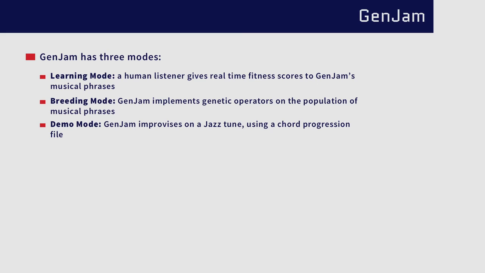GenJam has 3 modes: learning, breeding, and demo. In the learning mode, a human listener gives real-time fitness scores to GenJam musical phrases. In the breeding mode, GenJam implements genetic operators on the population of existing musical phrases to generate new ones. In the demo mode, GenJam improvises on a jazz tune using the chord progression file of that tune. Here is an excerpt of the system trading fours with its author.